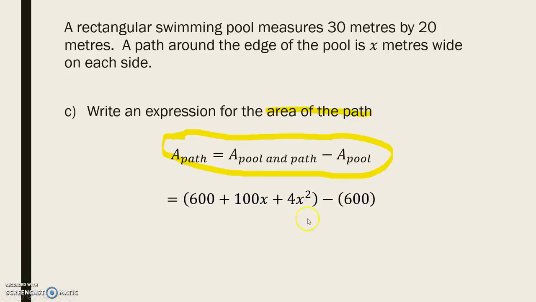So that's the expression we came up with for the area of the pool and the path in part B, and that's the expression or the answer for the area of the pool in part A. If we subtract them and take the difference, what we end up with is cancelling those 600, and the answer that's left should be the area of the path, 100x plus 4x squared.